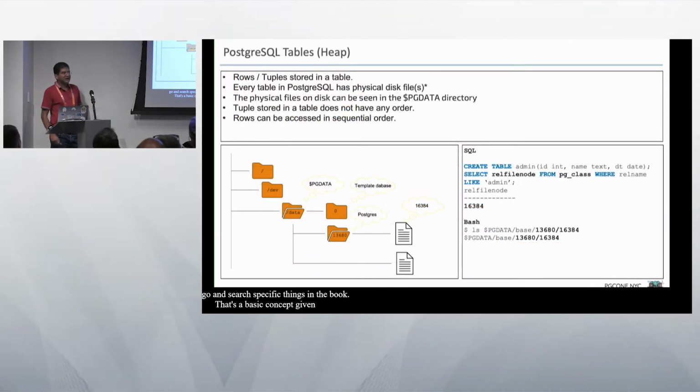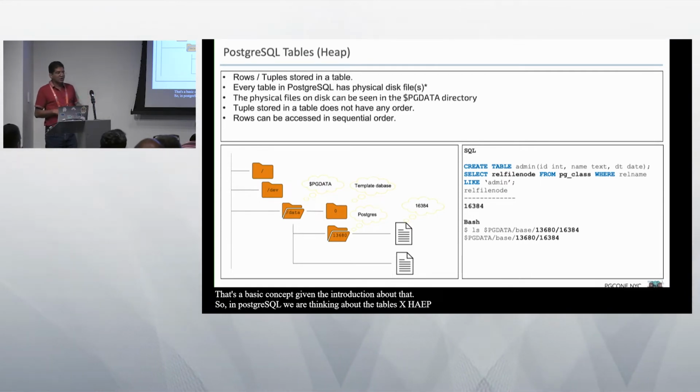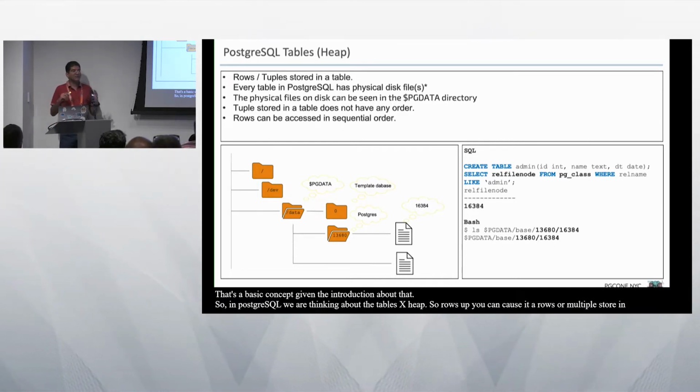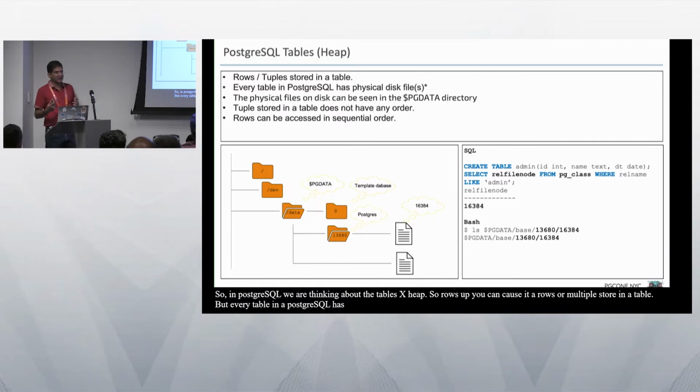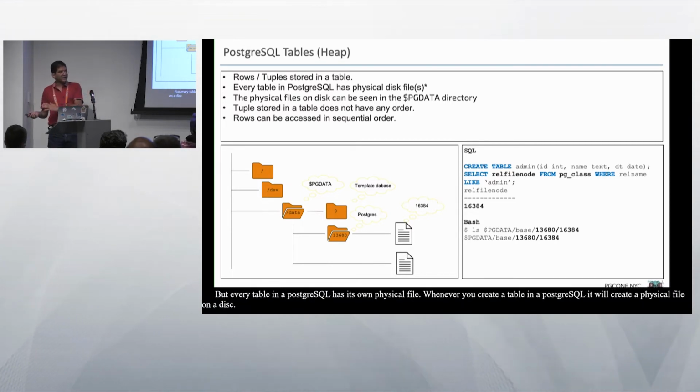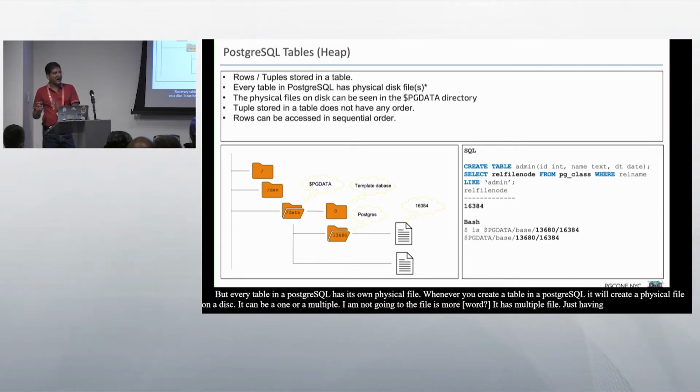In PostgreSQL, when we're thinking about tables, it's a heap. We just call it a heap. Rows, you can call them rows and you can call them tuples, stored in a table. Every table in PostgreSQL has its own physical file. Whenever you create a table in PostgreSQL, it will create a physical file on disk. It can be one or multiple. I'm not going into that detail, that when the file is more than 1 GB, it has multiple files. But just have a concept that you have a physical file attached to a table.